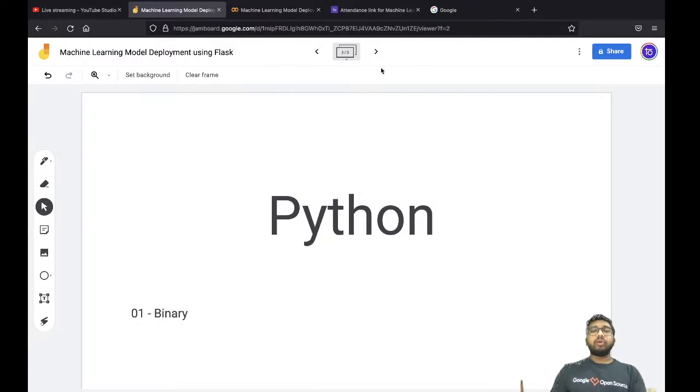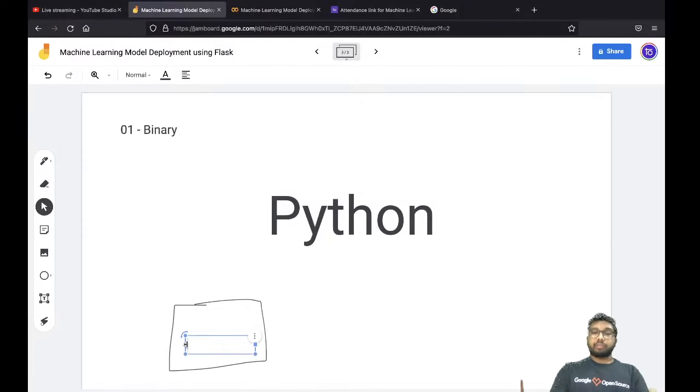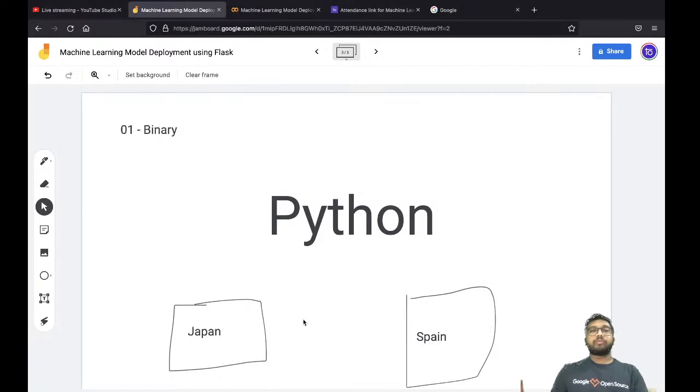Now, to explain this, let me show you one more example. What exactly does it mean that a human can easily understand it, and how will the machine understand? Let's take an example. We have a person over here, and this person is from Japan. We are also going to have a person who is coming from Spain. Now, the person living in Japan doesn't know a single word of Spanish, and the person living in Spain doesn't know a single word of Japanese.